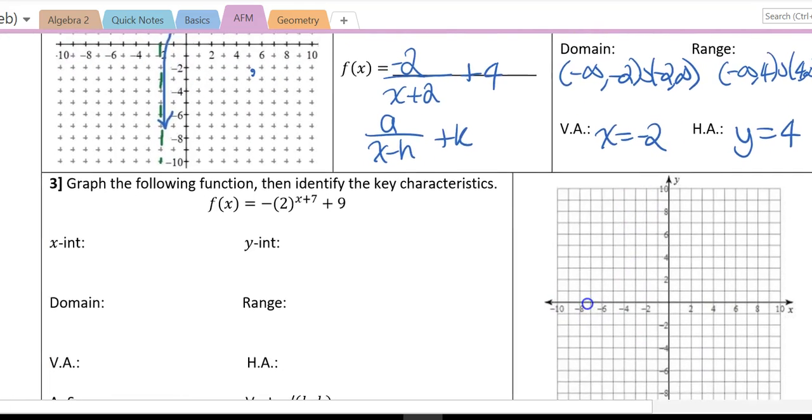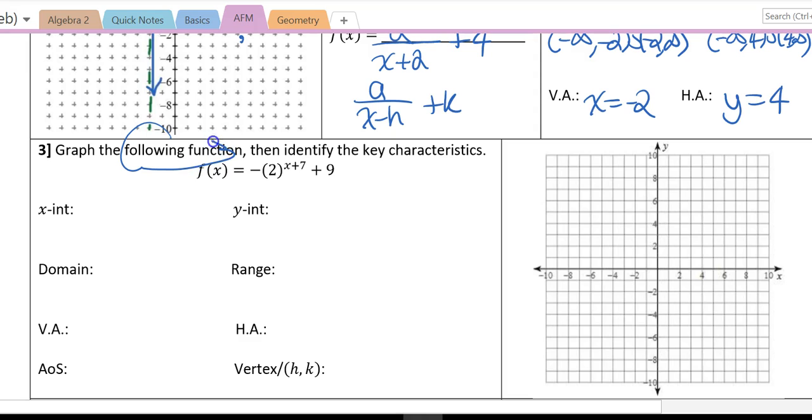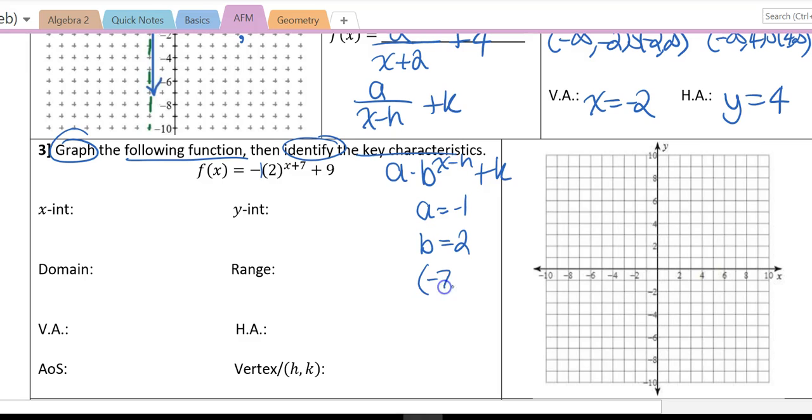Okay, number 3. Got to graph the following function and identify the key characteristics. So we've got an exponential here. So it's a times b to the x minus h plus k. Now, you're looking at the numbers here. There's not a number, so we put 1. So the a value is -1, the b value is 2, and the hk is -7 and +9. Plot -7, +9. And we'll go up this way, +9.